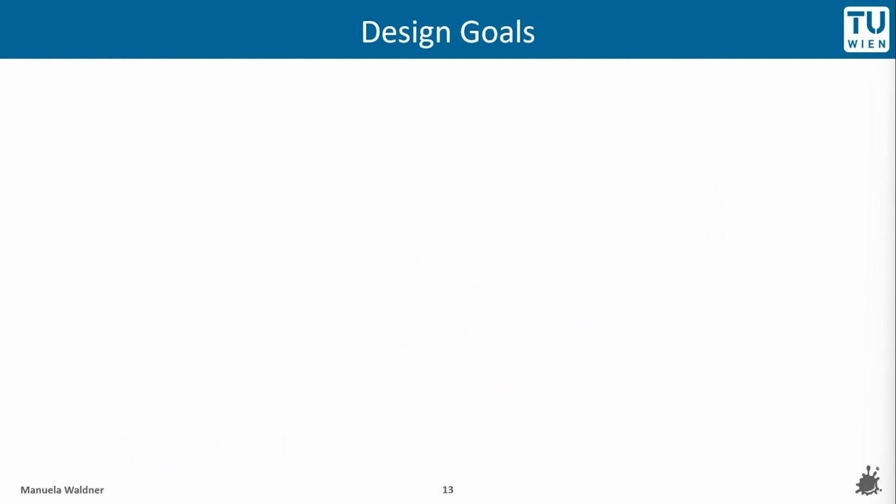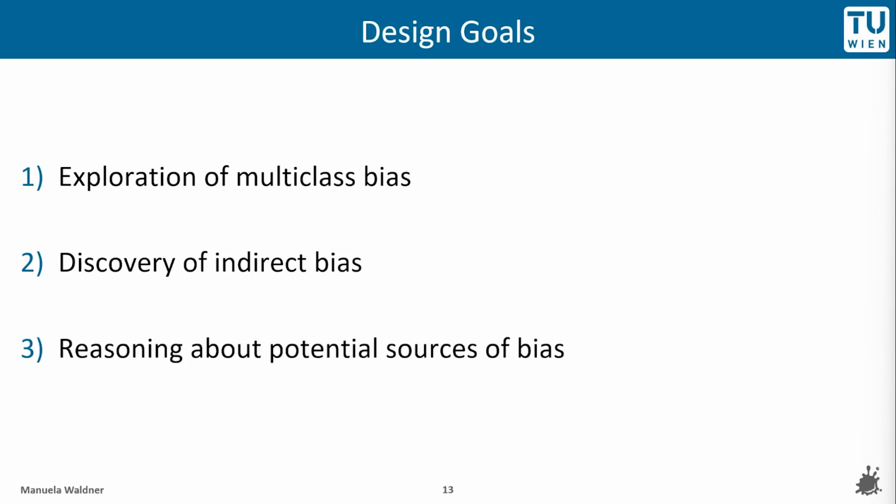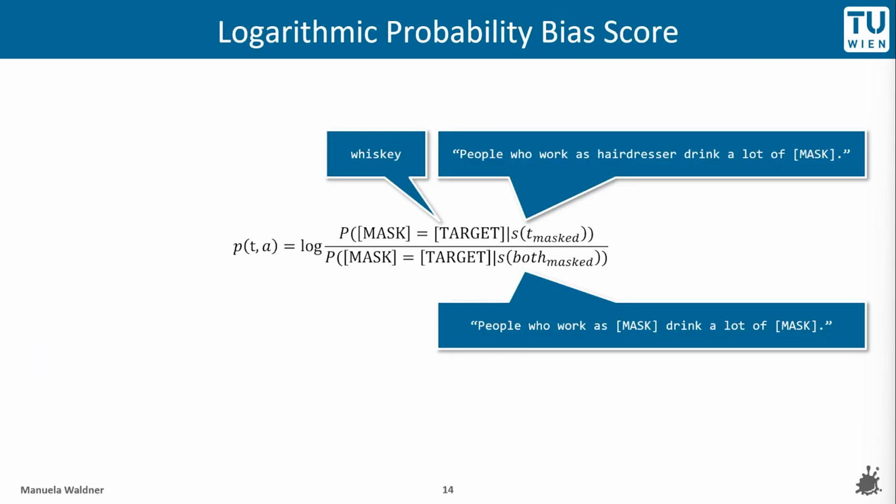The design goals of our work therefore were that we wanted to support interactive exploration of multiclass bias, such as preference for multiple beverages against multiple occupations, supporting users to discover potential indirect bias between a seemingly neutral attribute and a sensitive attribute, and to help users reason about the sensitive attributes that may cause this bias. To support discovery of indirect bias, we need to work with slightly more complex template sentences for the bias prediction. The problem with more complex template sentences is that the context association may get lost.